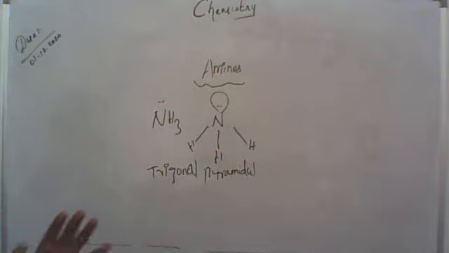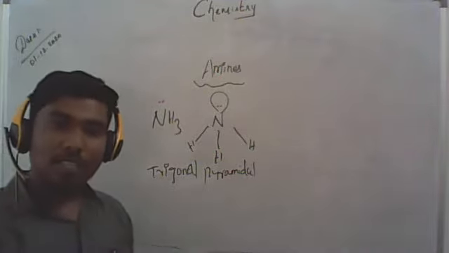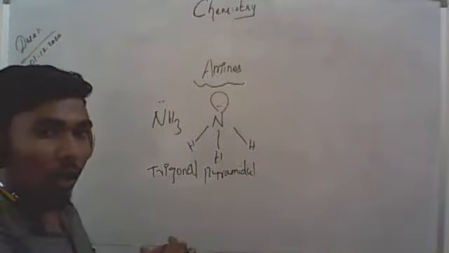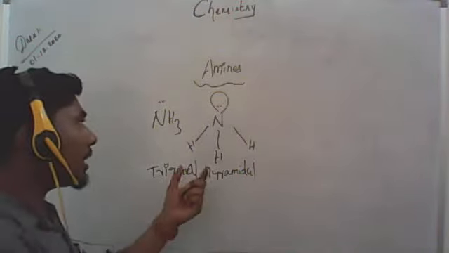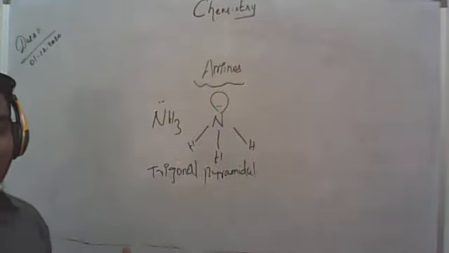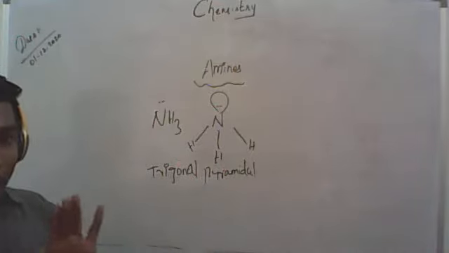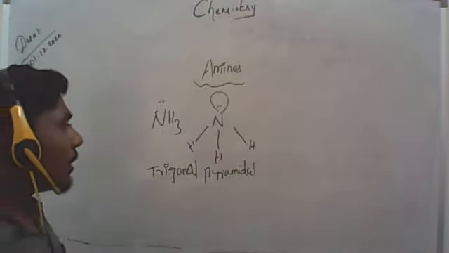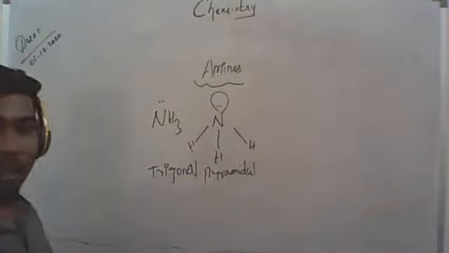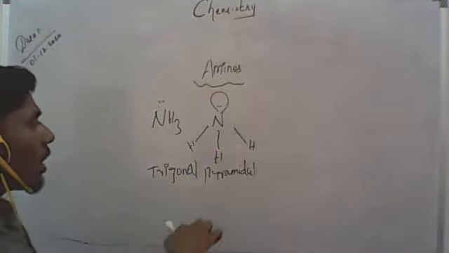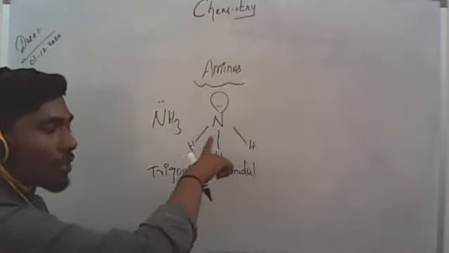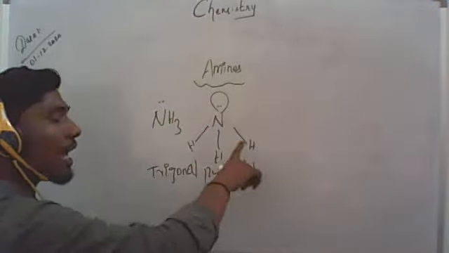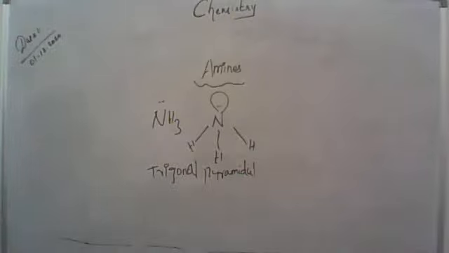Okay, amines may be classified as primary, secondary and tertiary amines. Based on the number of alkyl or aryl groups attached, the types of amines are different. If only one alkyl group replaces hydrogen, the structure is called a primary amine. If two alkyl groups replace hydrogen, it produces a secondary amine. If 3 hydrogens are replaced, it is called a tertiary amine.